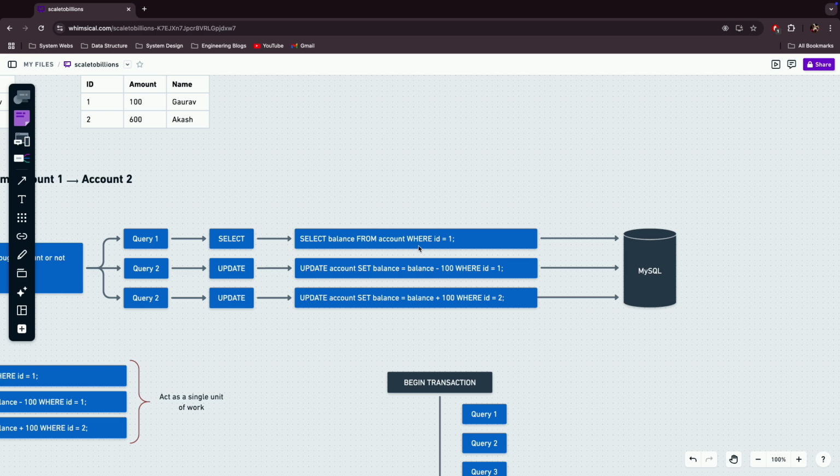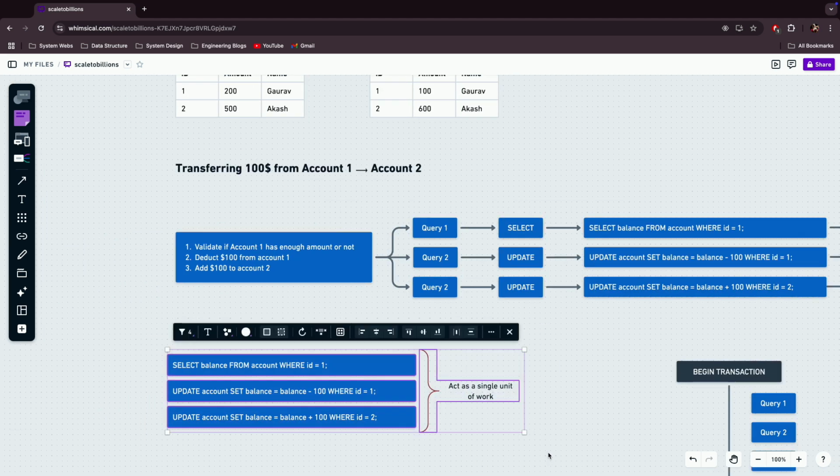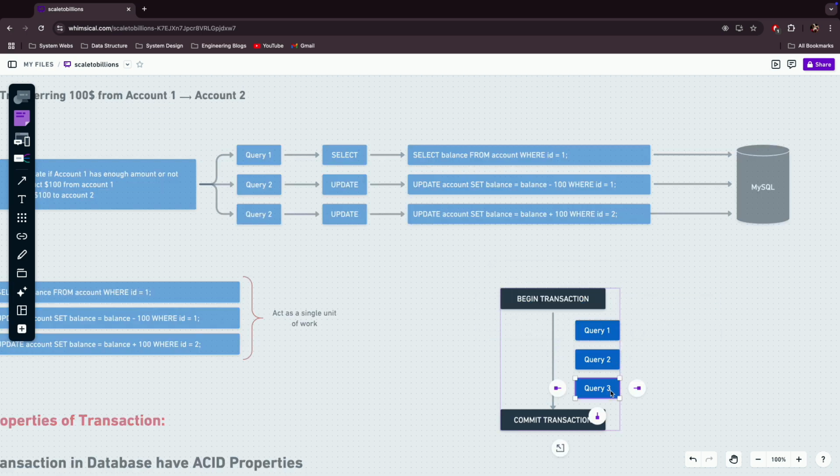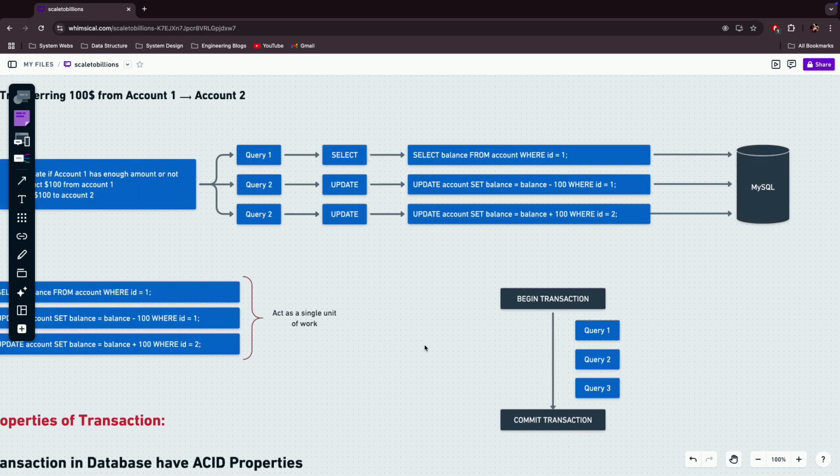There must be a way to tell that all these queries are just one unit of work, right? They act as a single unit of work. First of all, we need a way to tell the database that these are a single unit of work and execute these queries. Either execute all of them, or none of them should be executed. To ensure this, we wrap our queries, like we have three queries, query one, query two, query three, right? We wrap whatever logical statements we want to execute inside begin transaction and commit transaction. Now it's the database's responsibility to execute these queries and make them act as a single unit of work.